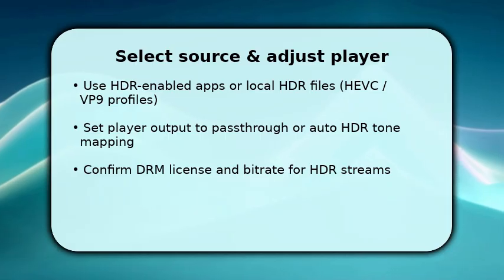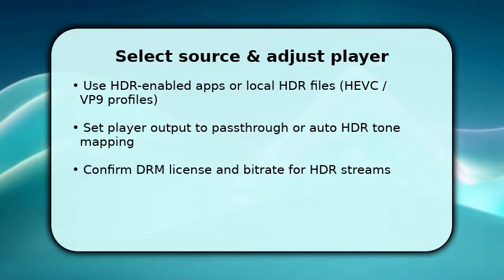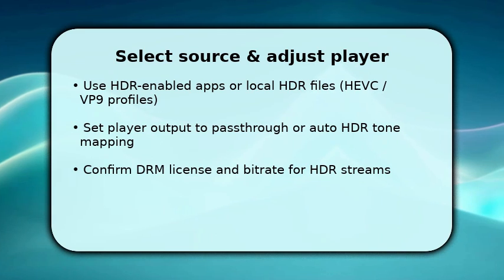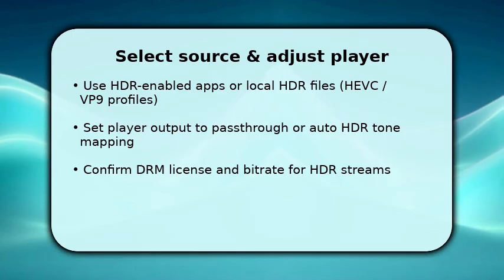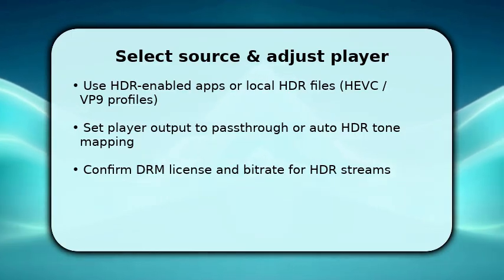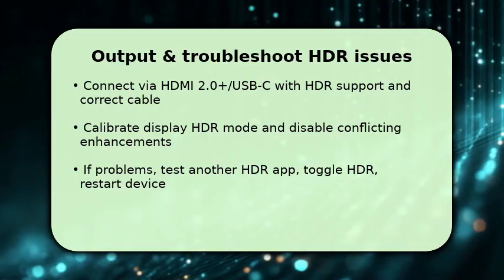Also verify DRM licenses allow HDR playback and that the stream bitrate is high enough for HDR detail. These steps handle decoding and color metadata so the display receives the correct dynamic range. Finish by confirming the output path.